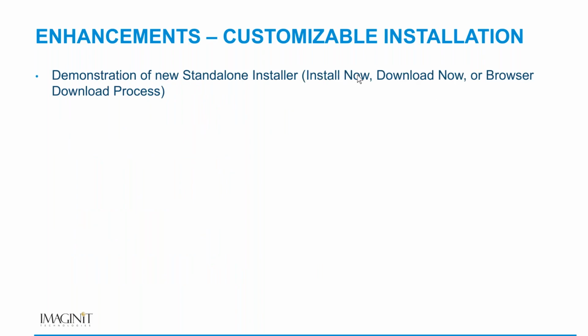So if I did the install now, the download now, browser download process, it's going to be the exact same for Plant 3D. All Autodesk software for 2022 now uses this installer method. So we'll go here real quick. Here's my, let's run this as an admin.